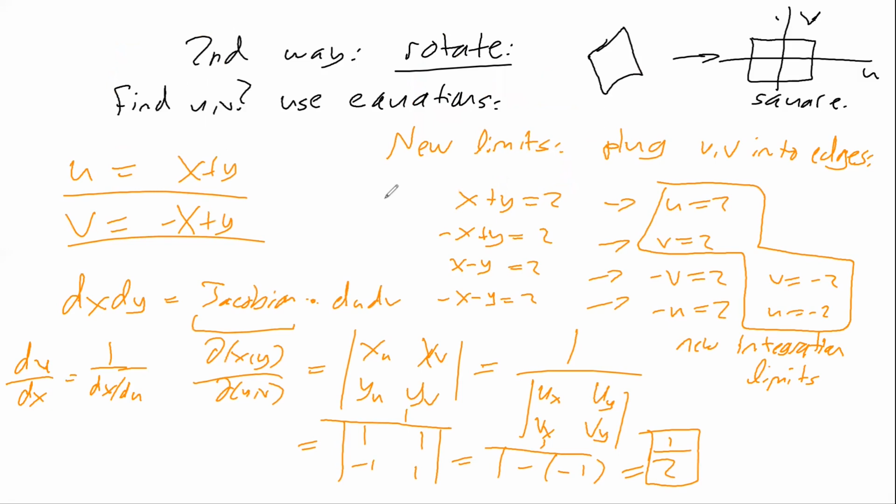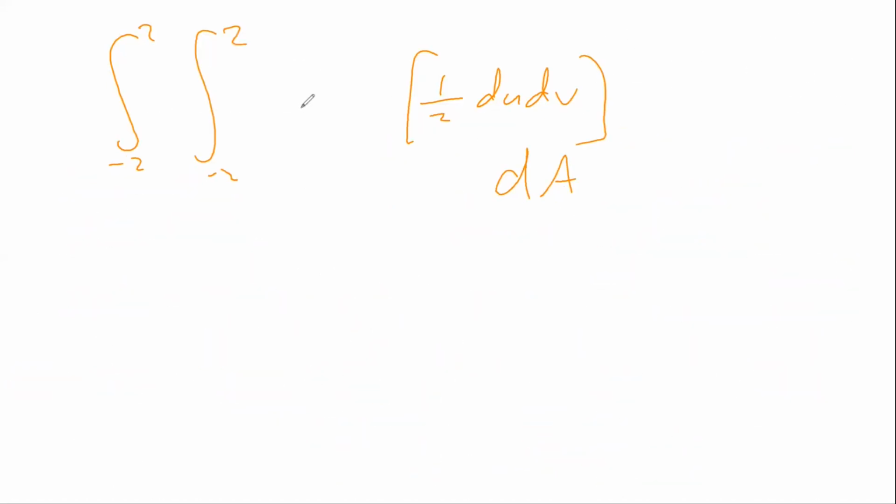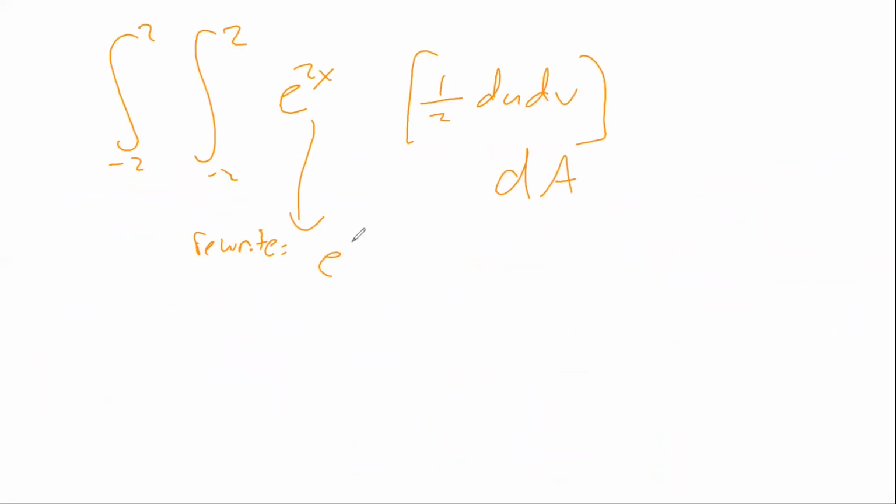Our integrand was rho, I think, because we're just looking for the mass. So we just have rho equals e to the 2x. So now I'm just going to rewrite in new variables. Let's remember that we have to solve for x. How would I do this? I would just subtract the equations. So u minus v is equal to 2x. So this is e to the 2 times u minus v divided by 2, so it's e to the u minus v.